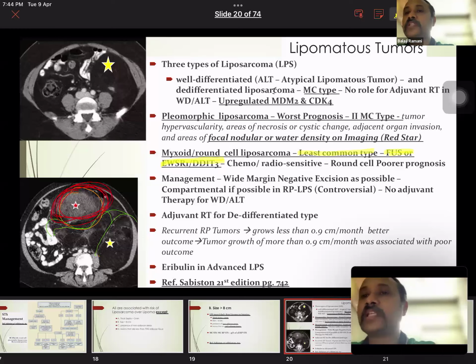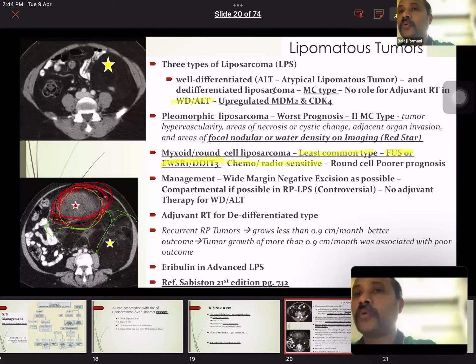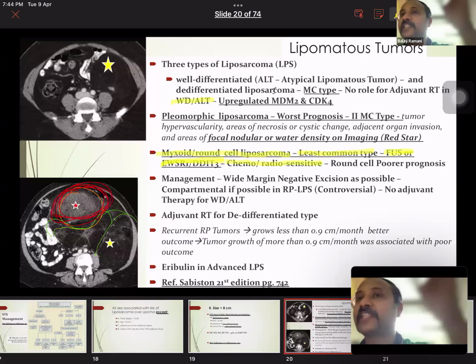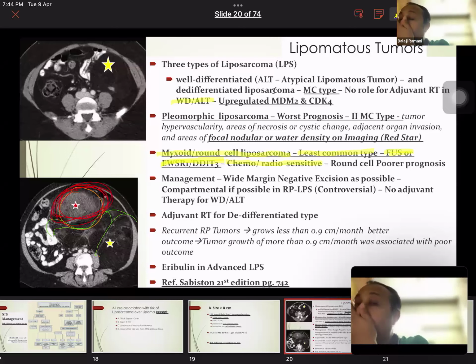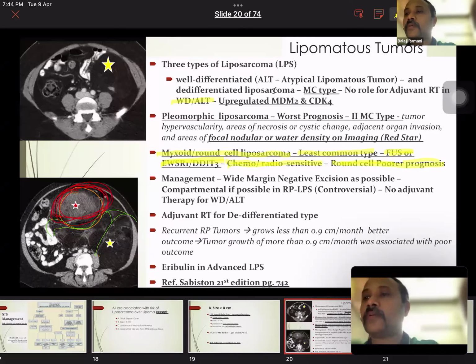The characteristic feature of myxoid and round cell is that it is exquisitely sensitive to chemotherapy and radiation. As I already told you, there is no role of chemotherapy or radiation for your liposarcomas in ALT and WT, that is the well-differentiated or ALT types. There is going to be no role of it. But when you take up your myxoid and round cell, that is the exception to the rule. These are highly aggressive tumors, and hence they'll be sensitive to chemotherapy and radiation. And in this, again, the round cell type will have the poorer prognosis.